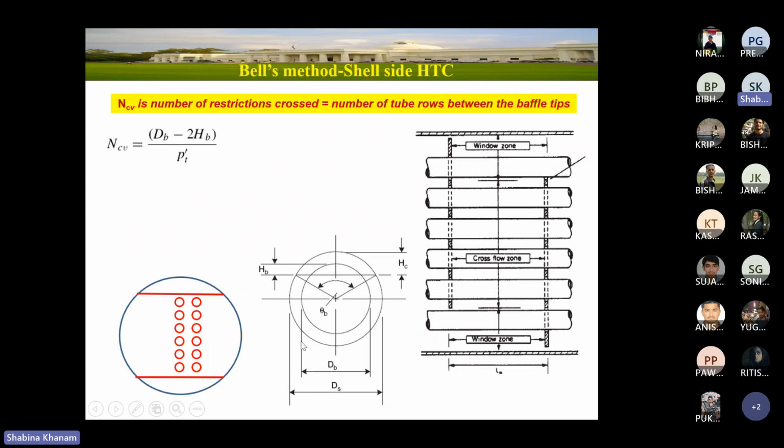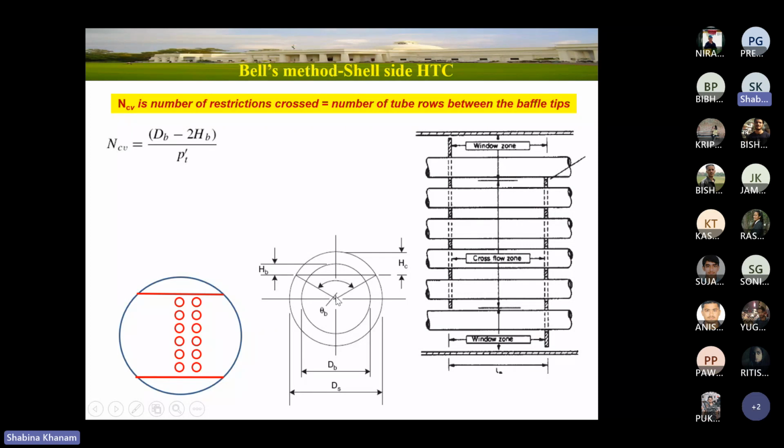So when we consider this cross-sectional view, let me discuss the parameters involved over here. This is the shell diameter, that is denoted as DS. Inside this we have the bundle diameter. DB is the bundle diameter and DS is the shell diameter. And if you consider, HB is this height. And if I consider this particular section, this is nothing but the baffle.